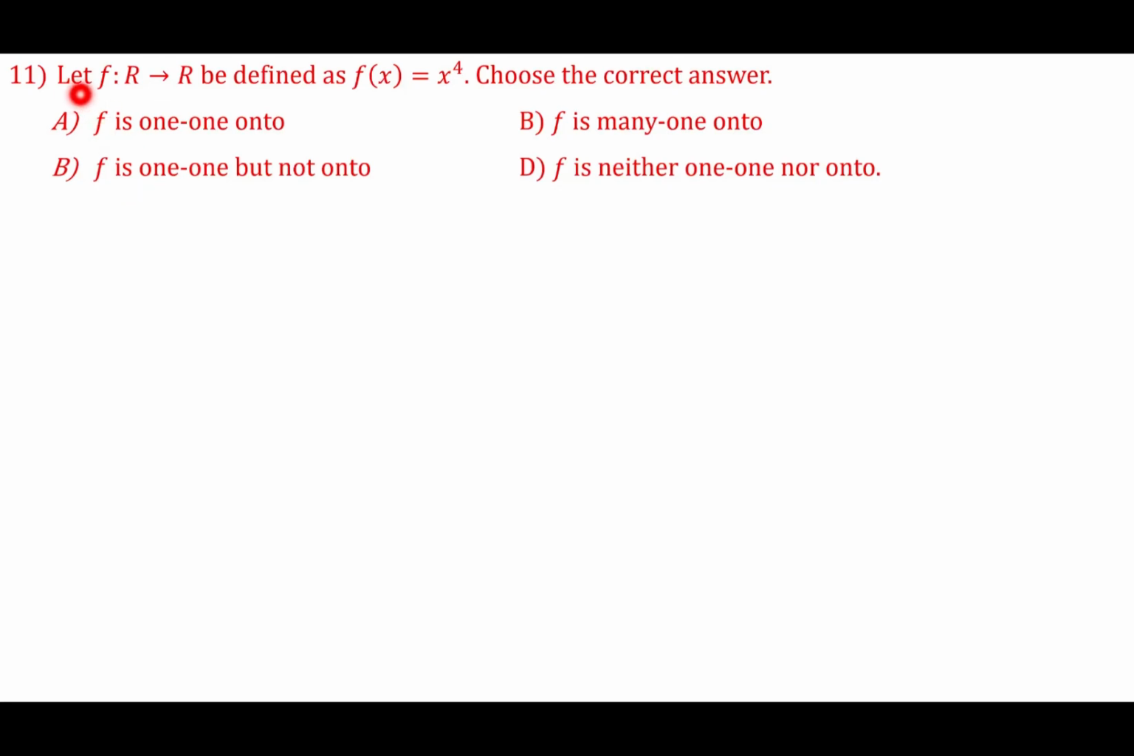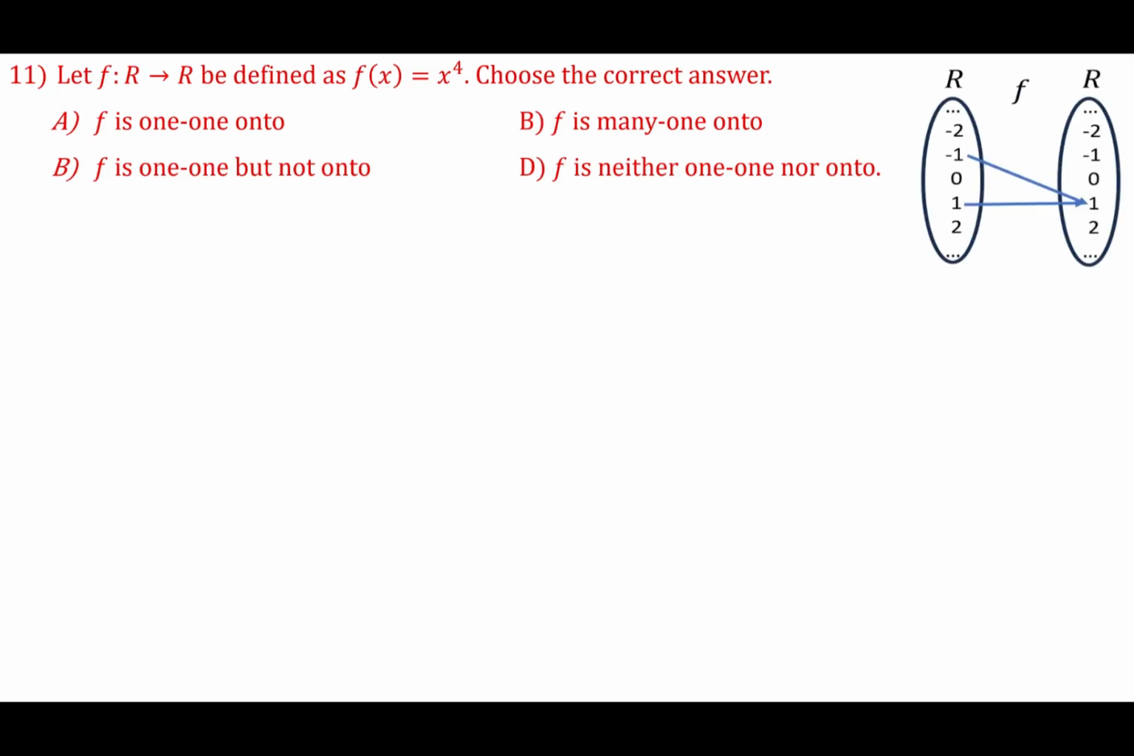Question 11. Let function f from R to R, real numbers to real numbers, be defined by f of x is equal to x power 4. Choose the correct answer, A, B, C, or D. Let us draw a rough graph to get a better idea. From real numbers, you can choose any real numbers. I just put integers, but you can put any real numbers, including decimals, fractions or anything. All numbers on the line are real numbers.